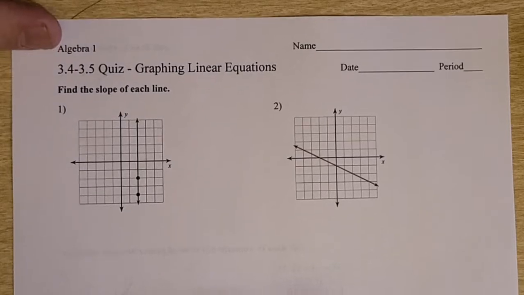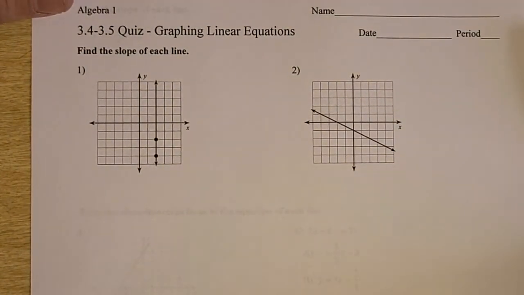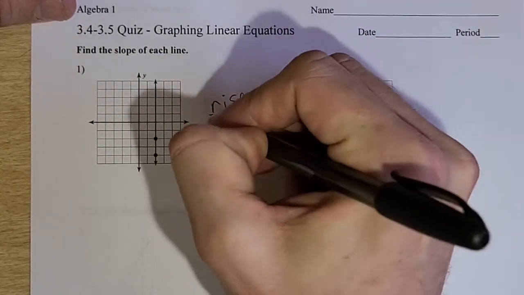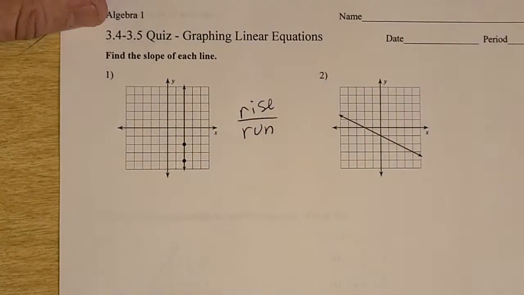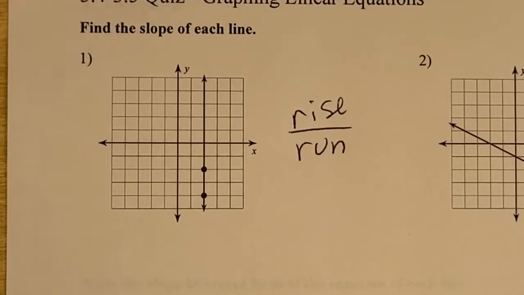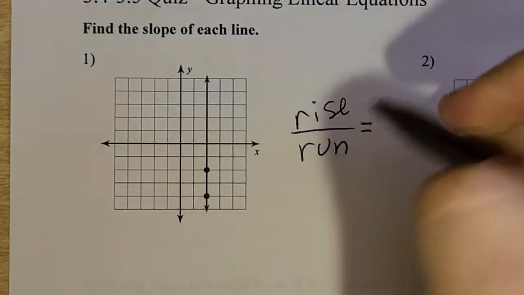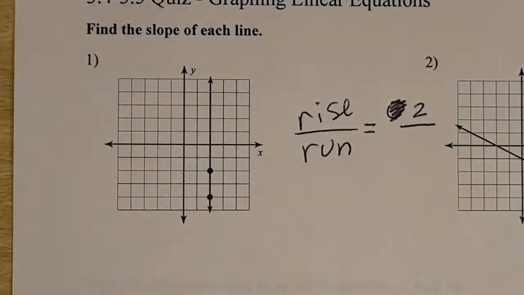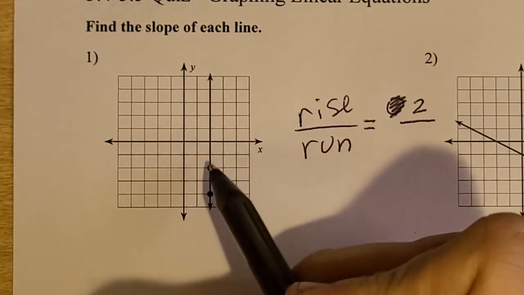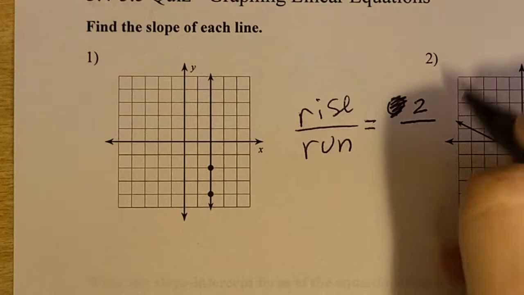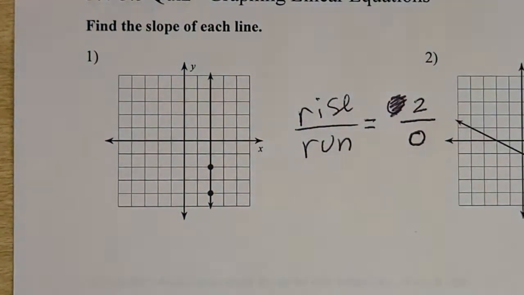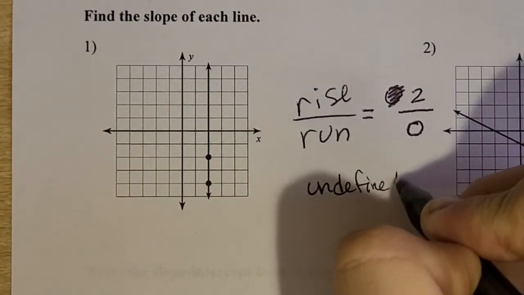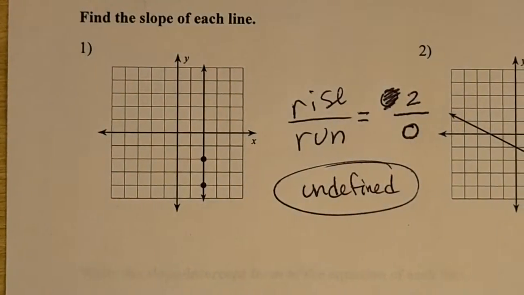So for number 1 and 2, you were just supposed to find the slope of the line. So for that, you needed to count rise over run. If we look at number 1, my rise in this case is 2, or negative 2, depending on if you went up or down. It really didn't matter because the run is 0. And 2 divided by 0, you should have said undefined. That was the answer for number 1.